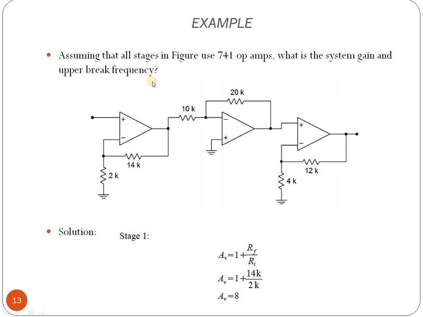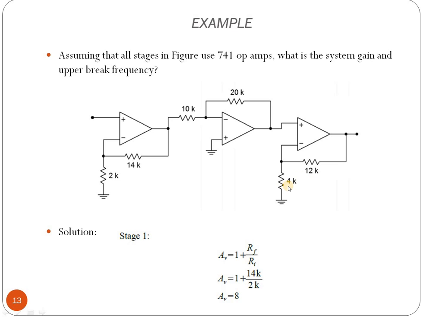You see that in the first op-amp, the voltage source is connected to the plus terminal, this terminal here. The feedback resistance is here, and also the input resistance. Now the second op-amp is connected with the output of the first op-amp. Here also the feedback resistance RF is 20k and the input resistance is 10k, and the input is connected to the inverting terminal. So the first one was non-inverting, the second one is inverting, and the third one is again non-inverting. It also has the feedback resistor RF, which is 12k, and the input resistance 4k.